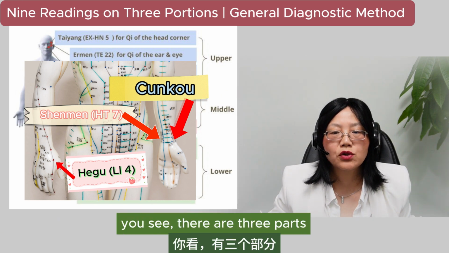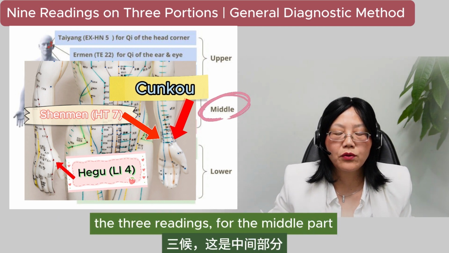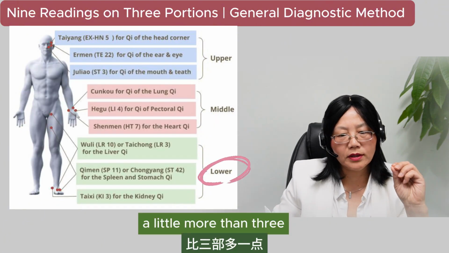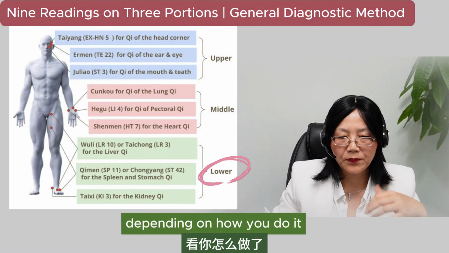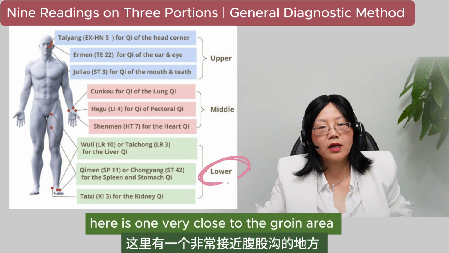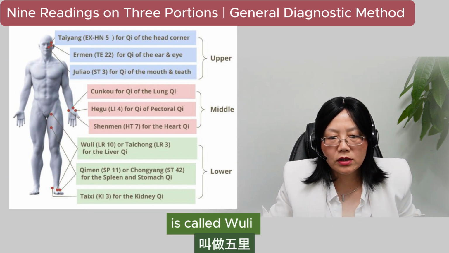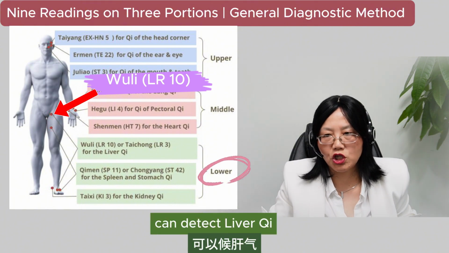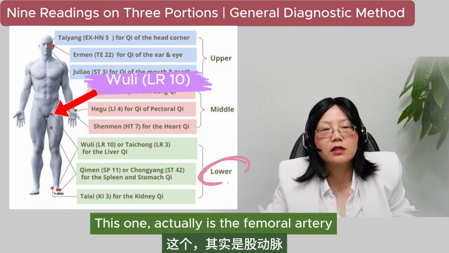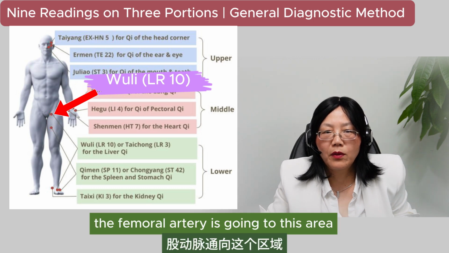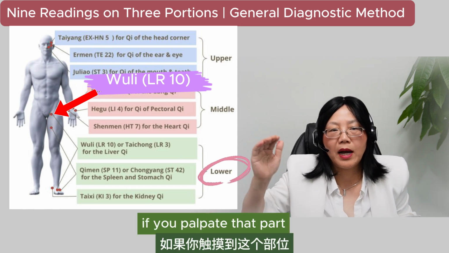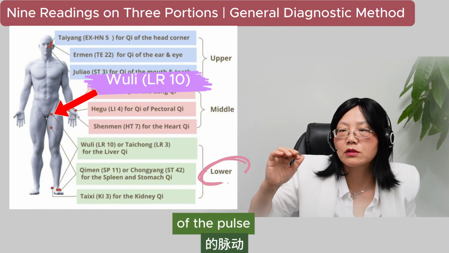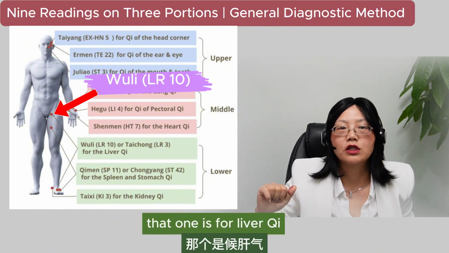You see, there are 3 parts, the 3 readings for the middle part. Now for the lower part, a little more than 3, depending on how you do it. Here is one very close to the groin area. It's called Wuli, liver 10. Liver 10 can detect liver Qi. This one is actually the femoral artery. The femoral artery goes through this area. If you palpate that part, you can feel a strong pulsation. That one is for liver Qi.